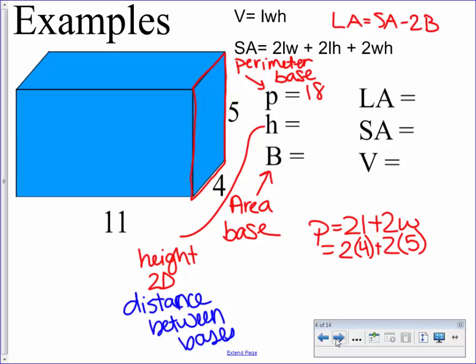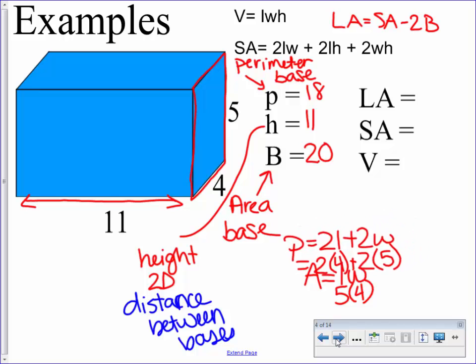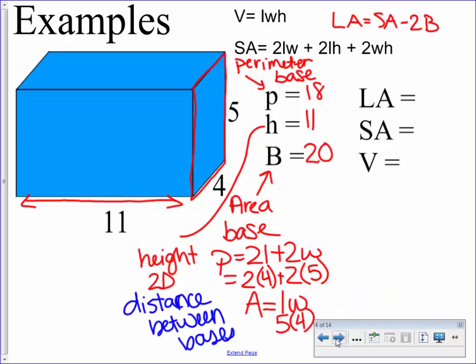The height, or the distance between the 2 bases, is 11. And our big B would be the area of our base, which is a rectangle, so length times width, or 5 times 4, which gives us our big B as 20. So let's go ahead and now look into our lateral area, surface area, and volume formulas.